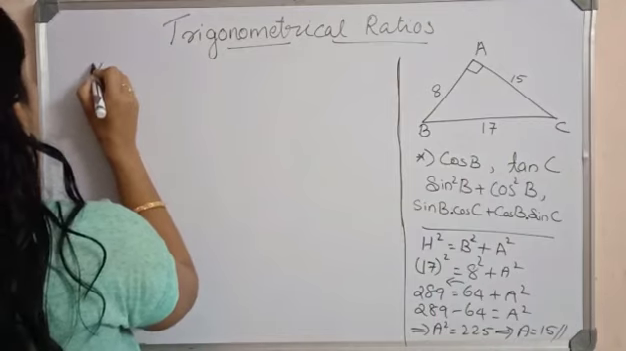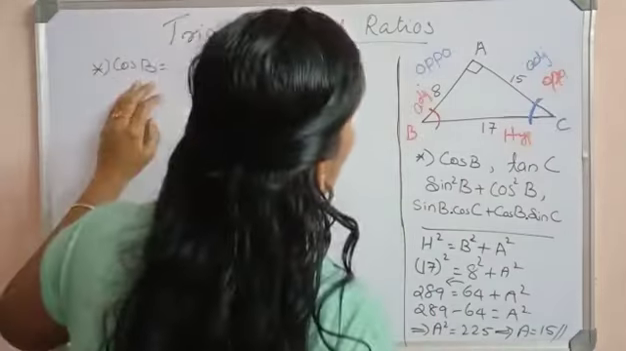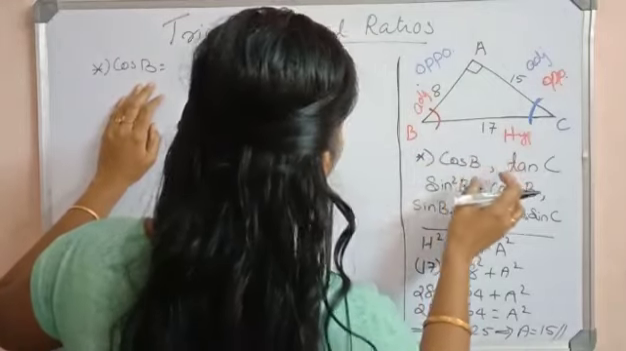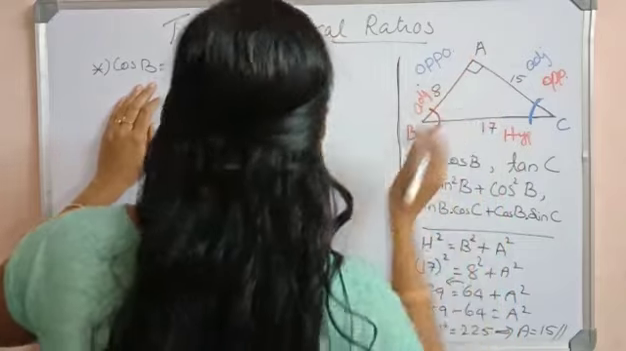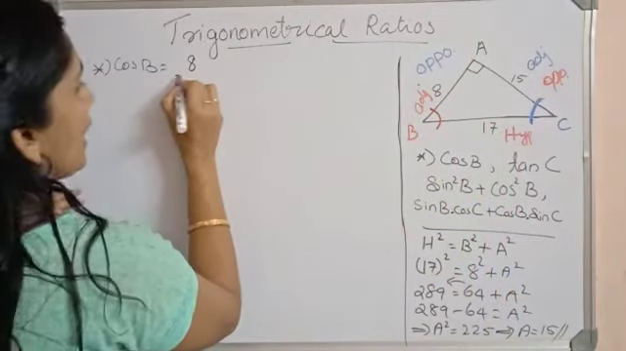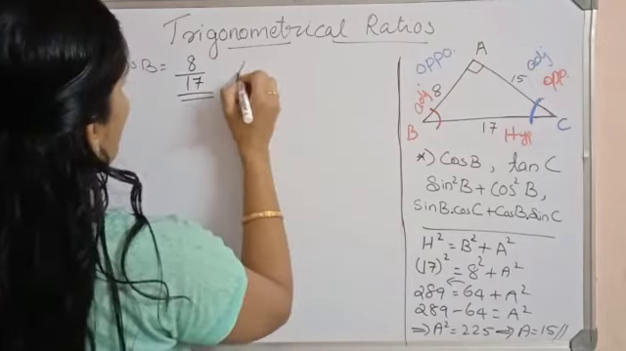First one is cos B. Cos B is adjacent side by hypotenuse. Here the adjacent side is AB. So 8 is the value of that. 8 by 17. That's the value of cos B. The next is tan C.